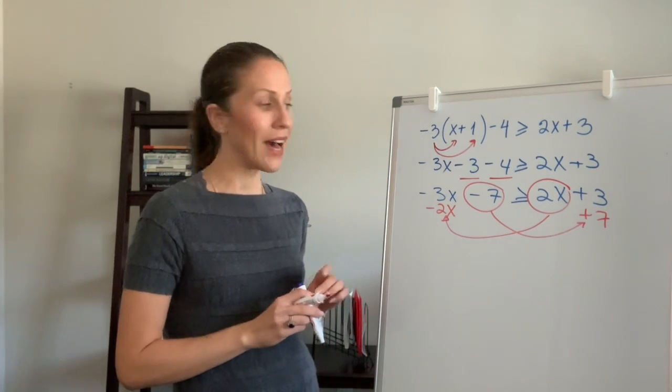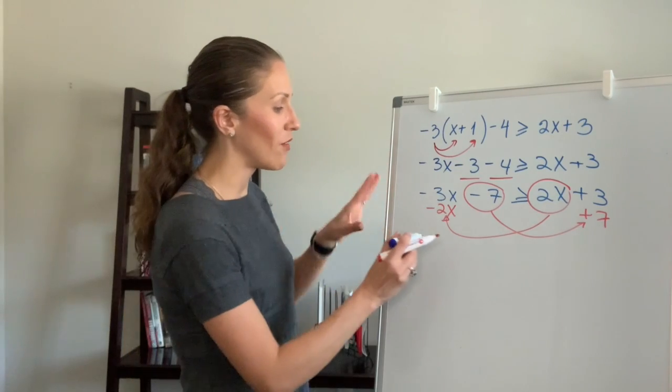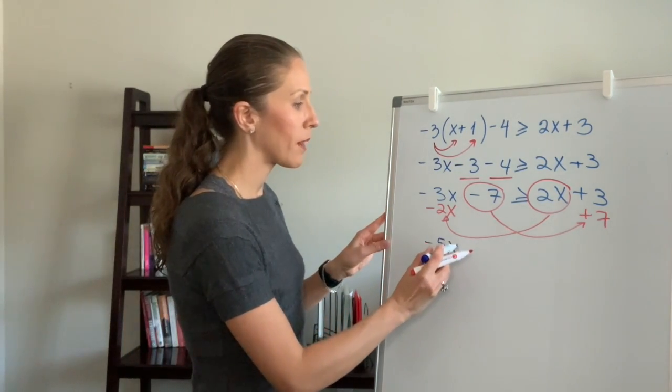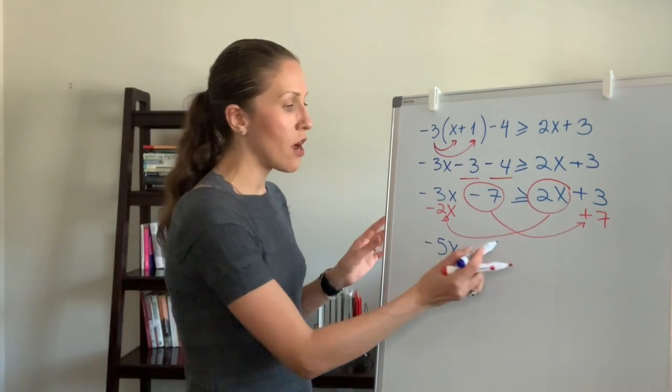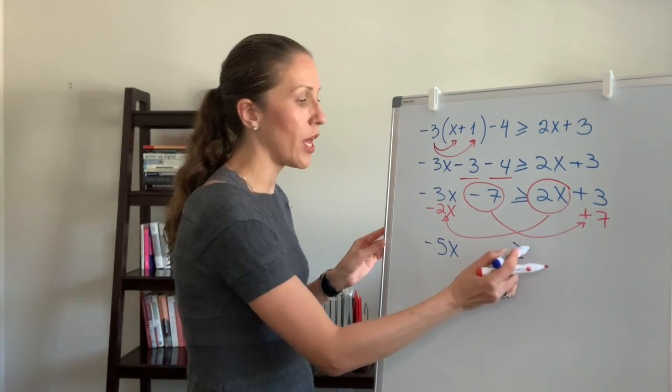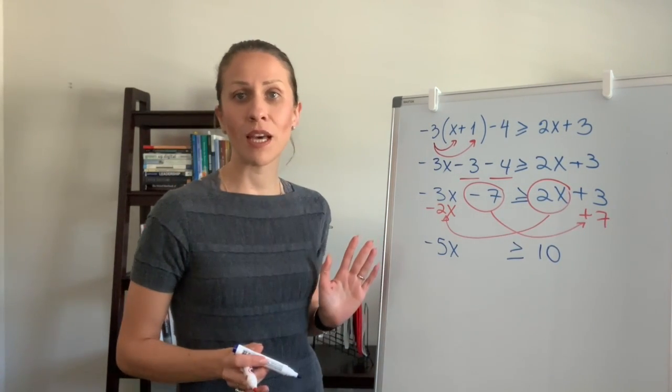So now on the left side, I have -3x and -2x to combine. They together will give me -5x. The -7 used to be on this side, but we moved it. So now it's just the greater than or equal to symbol and then 3 plus 7, which is a 10. We're done with step 4.